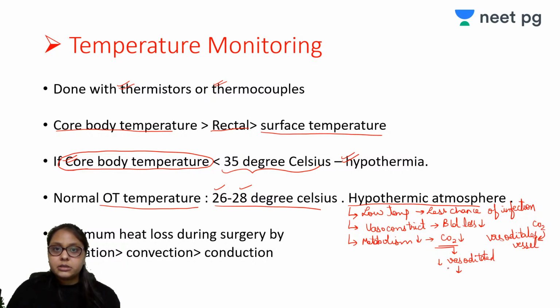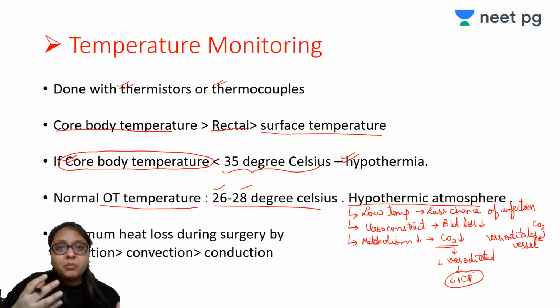Especially in neuro cases, we keep the OT temperature around 28 degrees Celsius. Why? If, because of CO2, the intracranial vessels vasodilate, then ICP will rise. So because of decrease in vasodilation, there is less rise in the ICP. Okay. ICP does not rise and therefore there won't be brain swelling. Understood? So these are the advantages of the hypothermic atmosphere. But that does not mean that our core body temperature should also decrease.